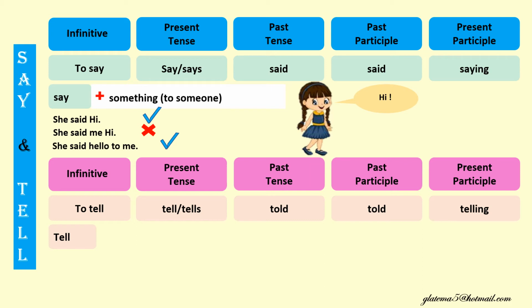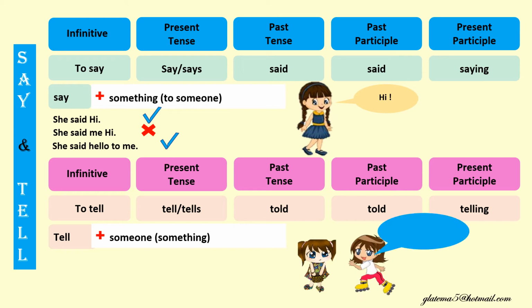The formula to use tell correctly is, after tell we have to mention someone and then you have to say what you want to express to that person.